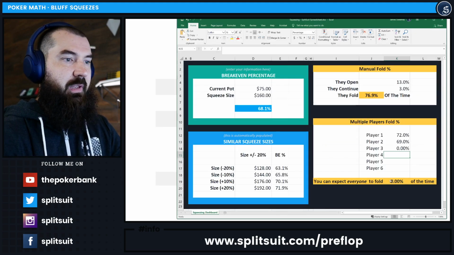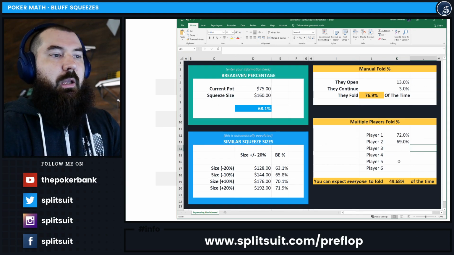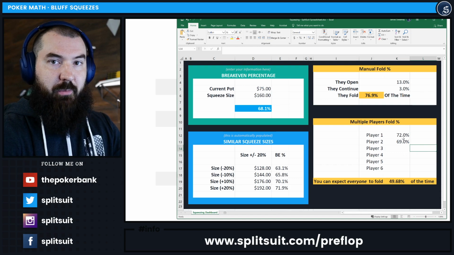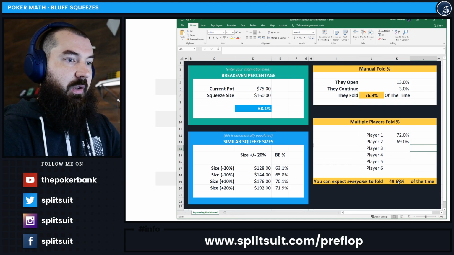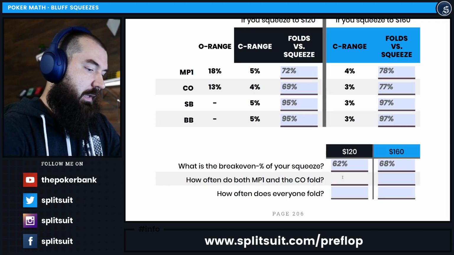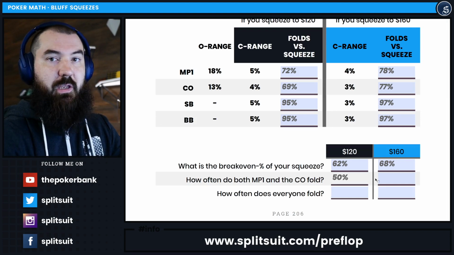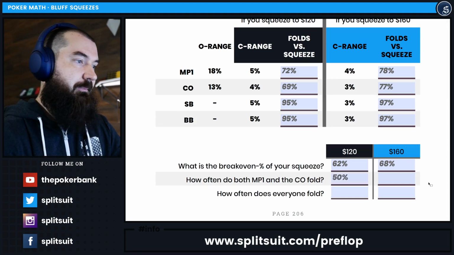And then what this does is says, okay, how often is everyone going to fold? And it simply multiplies the folding percentages together. So 72% times 69% gets us a grand total of 50% folding frequency from both of those players combined. Again, it's a little bit rough and rounded, but it gets you in the ballpark of exploring this situation.